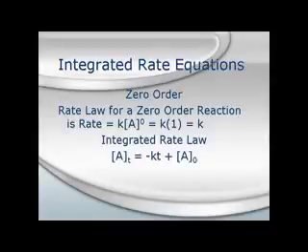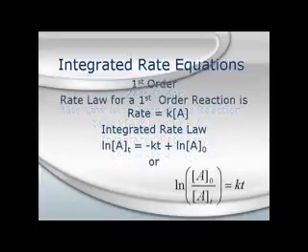The rate is equal to k times the concentration of, we're going to use A as our representative reactant, k times the concentration of A raised to the 0 power. You know that anything raised to the 0 power is equal to 1, so the rate is equal to k. The integrated rate law is this: the concentration of A at time t is equal to the opposite of the rate constant k times time plus the initial concentration.